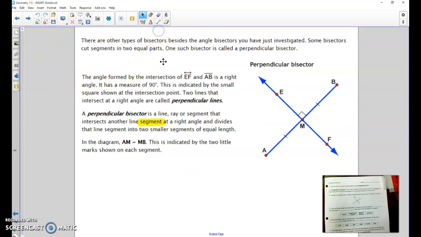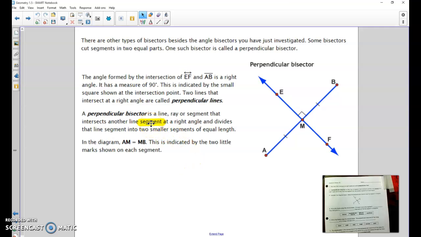So, the perpendicular bisector, remember that term, tells us 2 things about this. First of all, the word perpendicular means that we have an intersection forming 90-degree angles. Bisector, remember, is any line or a part of a line that is separating a figure into 2 equal parts. So a perpendicular bisector, if you put the 2 together, is a line or a part of a line that intersects another line segment at a right angle and divides that line segment into 2 smaller segments that have equal lengths. So we have to really focus on this highlighted word here.